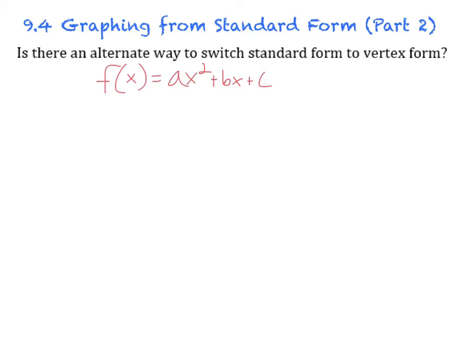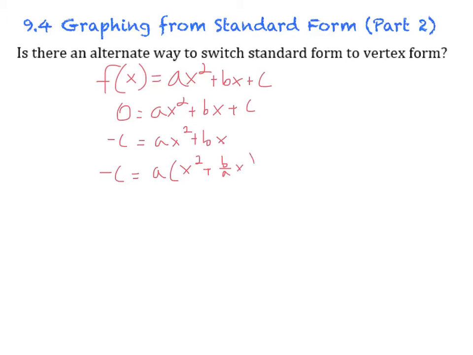And to do that, again, we're going to pretend like we're completing the square. So I'm going to make f of x 0. I'm going to get 0 equals ax squared plus bx plus c. The first step is to move our c value over, so I get negative c equals ax squared plus bx. Then, because I have an a value, I need to factor that a value out. So negative c is going to be equal to a factored out times x squared plus, well, when I factor out a from b, I get b divided by a times x.